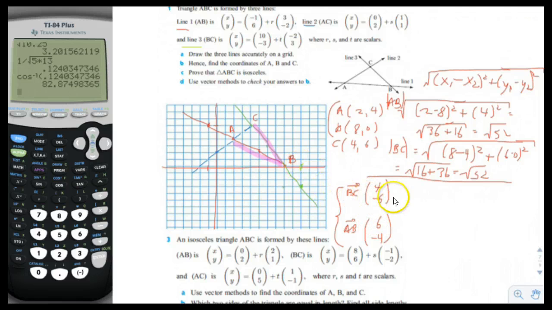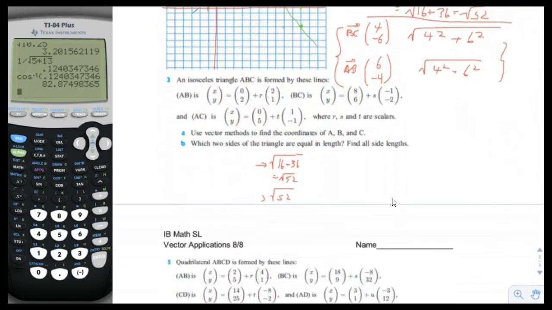So now that we have these two vectors which represent two sides of the isosceles triangle, we're going to find the magnitude of each one, and the way to do that is using the distance formula. So square root of 4 squared plus 6 squared, and then the other one happens to be the exact same thing, right? Square root of 4 squared plus 6 squared. So they are also the same. Okay? Moving on to number 3. Okay. So those are both square root of 52.